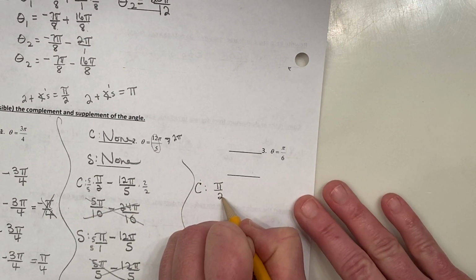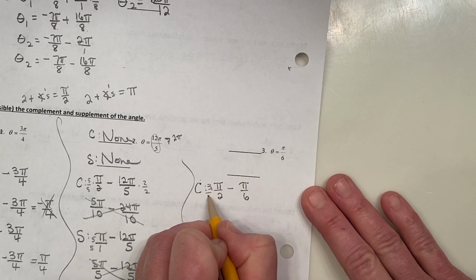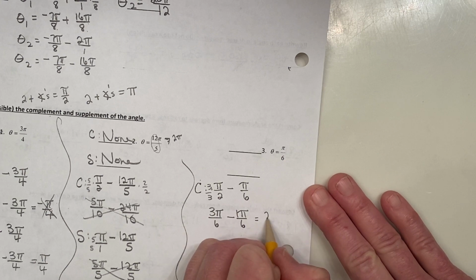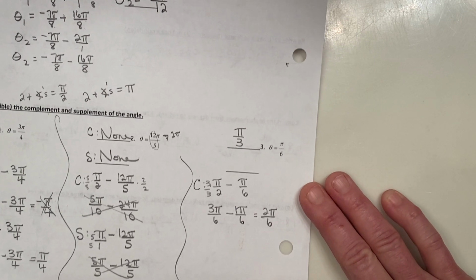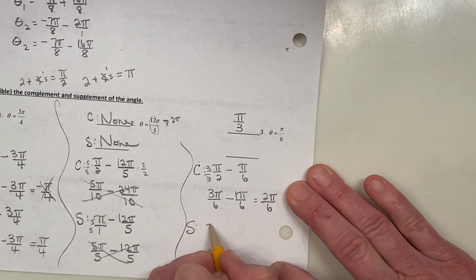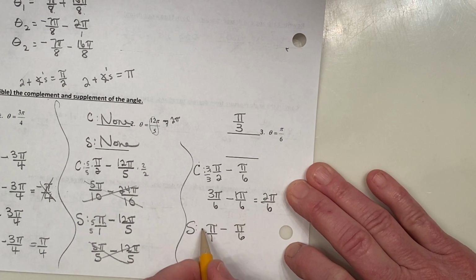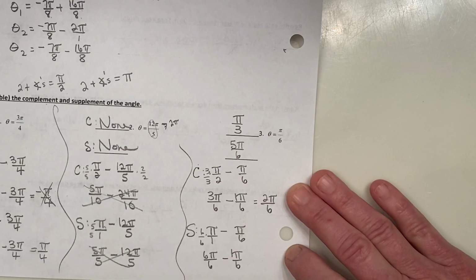Complement, pi over 2 minus pi over 6. Multiply this first fraction by 3 over 3. So that gives me 2 pi over 6. And we'd probably want to reduce that to pi over 3. Exactly what I predicted. Supplement, pi minus pi over 6. Multiply by 6 over 6. So 6 pi over 6, because that's 1, minus 1 pi over 6. So that's 5 pi over 6, exactly what I predicted.